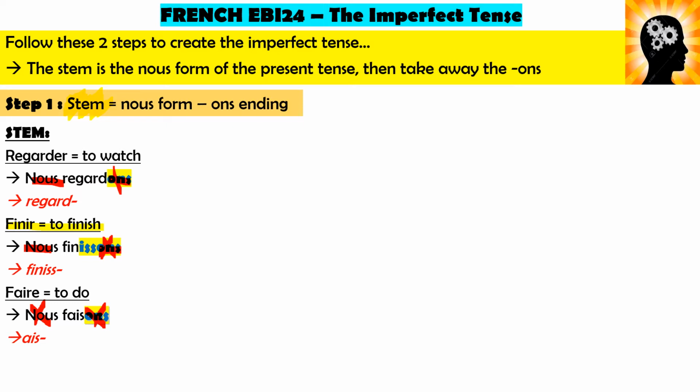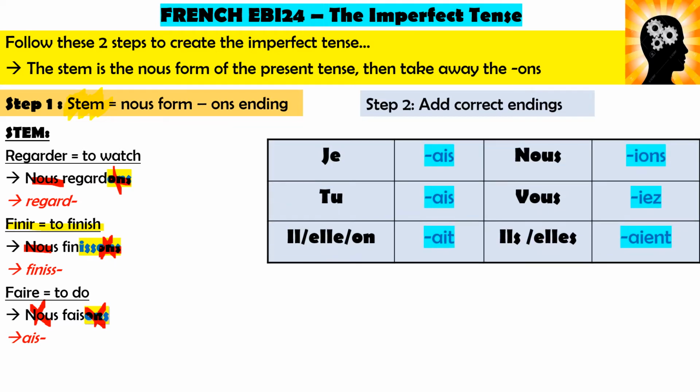Then you need to say was, were, or used to. Now, if you look in a dictionary for those words, you're not going to find them. Why? Because they're all verb endings. And what happens to verb endings when you talk about other people? They change. Here they are. Here's our verb endings. AIS, AIS, AIT, IONS, IEZ, AIENT.